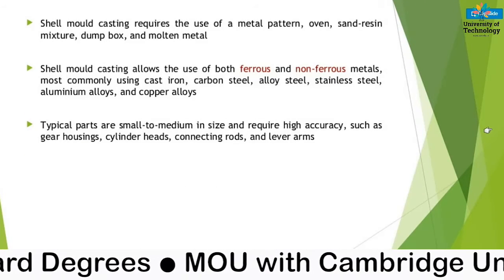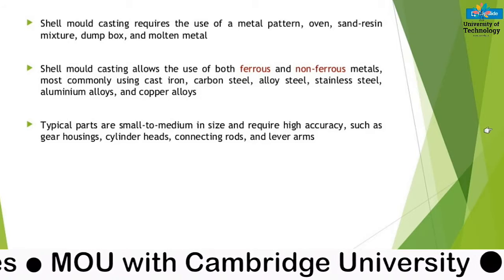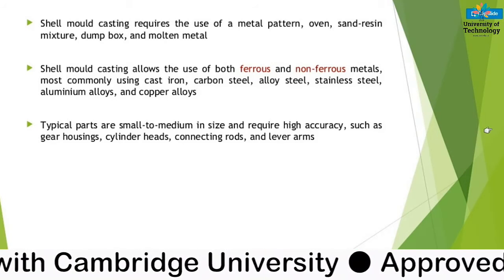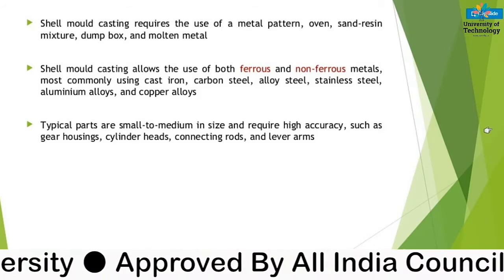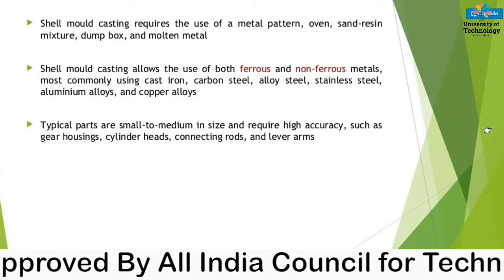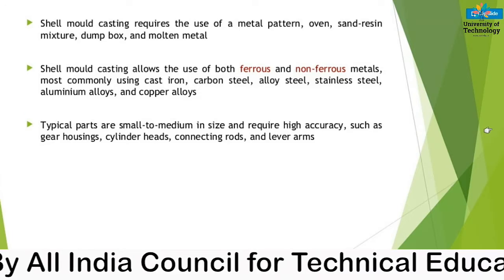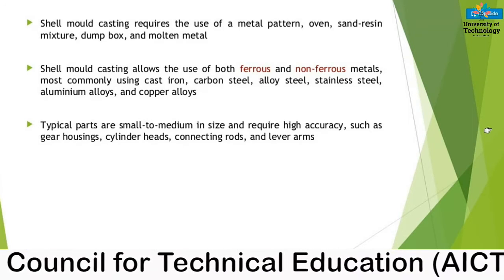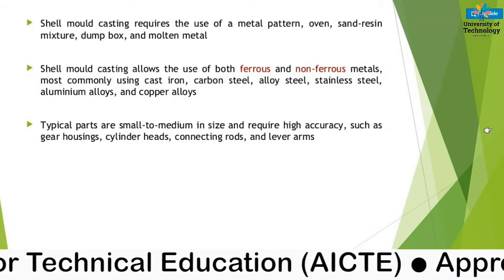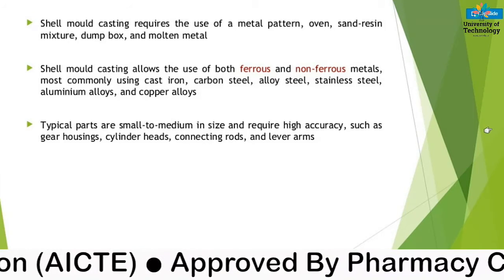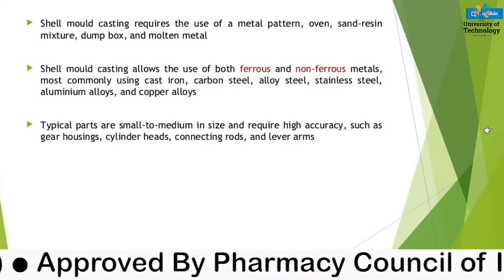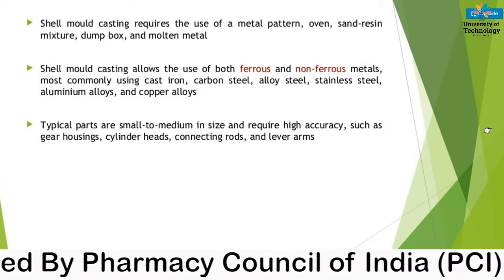Shell mold casting requires the use of a metal pattern, oven, sand-resin mixture, dump box, and molten metal. Shell mold casting allows the use of both ferrous and non-ferrous metals, most commonly cast iron, carbon steel, alloy steel, stainless steel, aluminum alloys, and copper alloys.